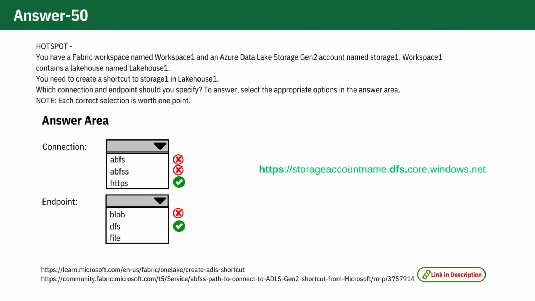Similarly, the file endpoint is incorrect for this use case as it is primarily associated with Azure File Storage, designed for managing file shares in cloud or on-premises environments. Utilizing this endpoint would fail to harness the full capabilities of Data Lake Storage Gen 2 and might restrict efficient data management. To learn how to create a shortcut to Azure Data Lake Storage Gen 2 in Fabric, please visit the link in the description below.